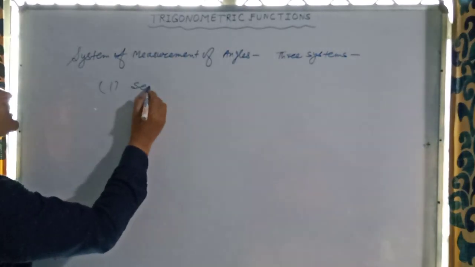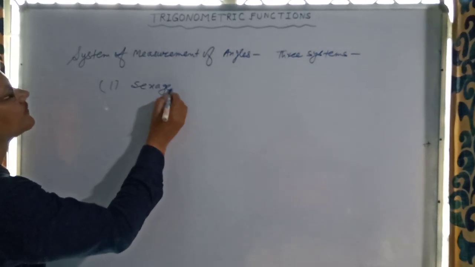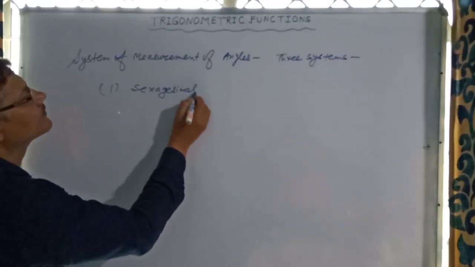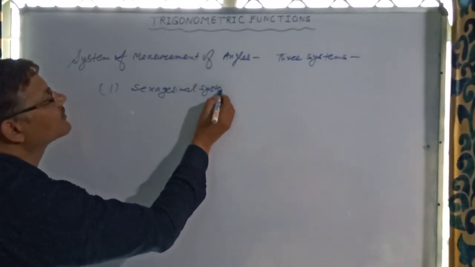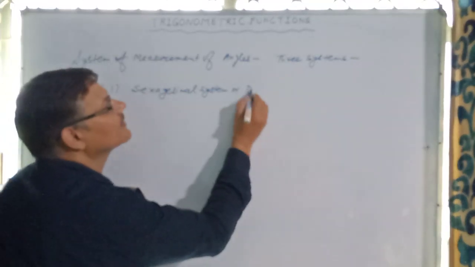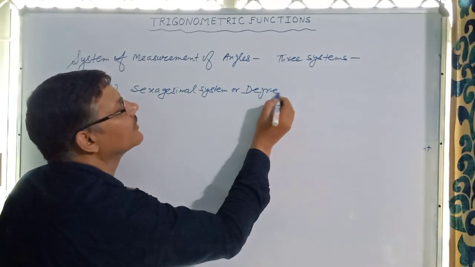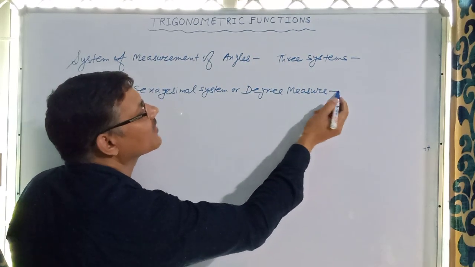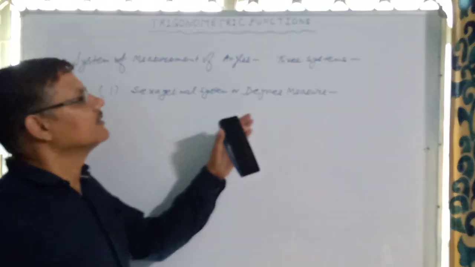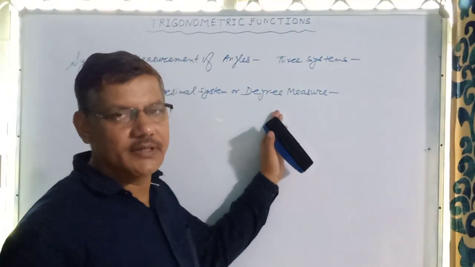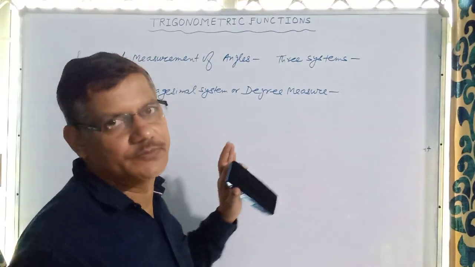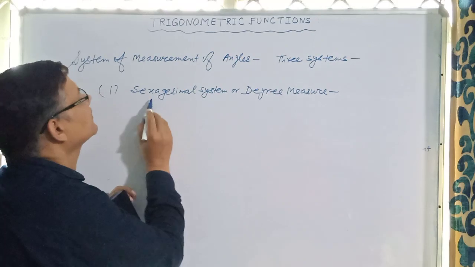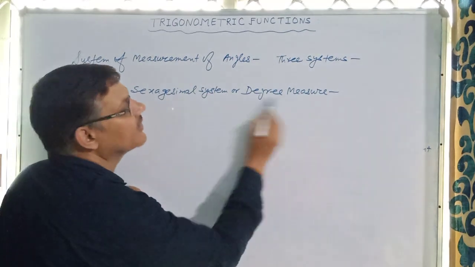First one is called the sexagesimal system, or we can say degree measure, or we can say British system, or we can say English system. So mainly we are concerned with sexagesimal and degree measure.